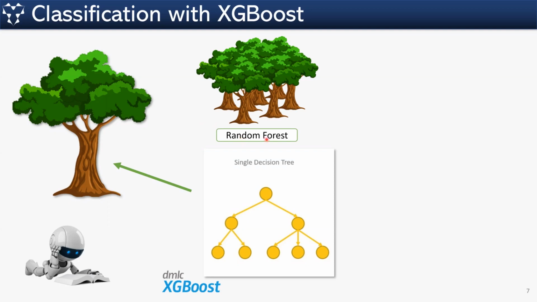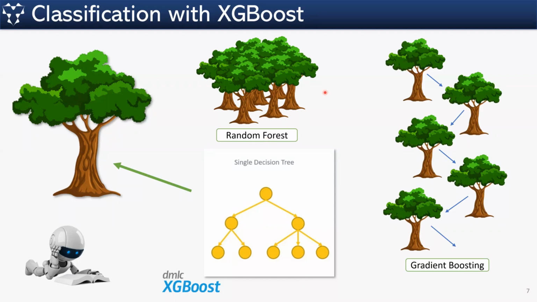Or another way is to create one tree after the other. So you create a decision tree, see the results that you had, calculate the errors, and then you train a new tree based on the errors, and you keep doing that one after the other. So this is called the gradient boosting, and that's the methodology that you're going to be using in here for the classification.